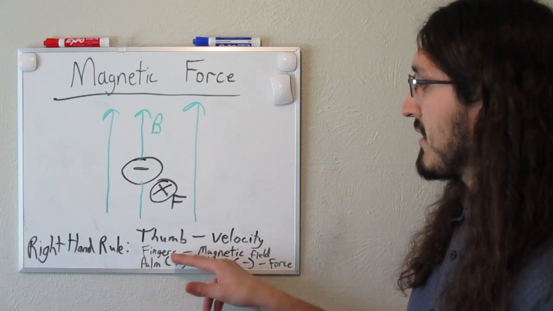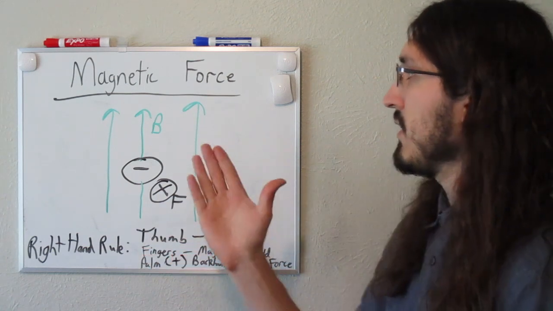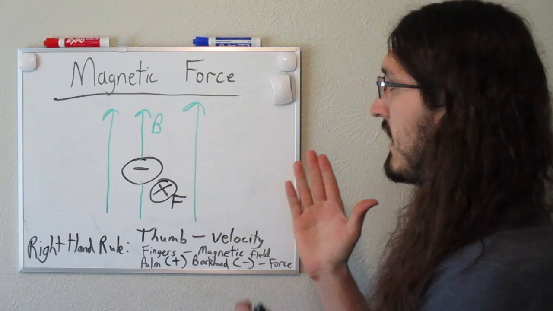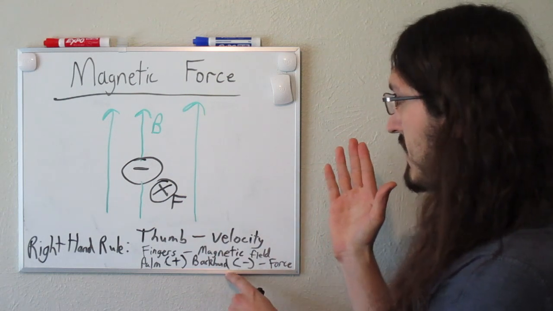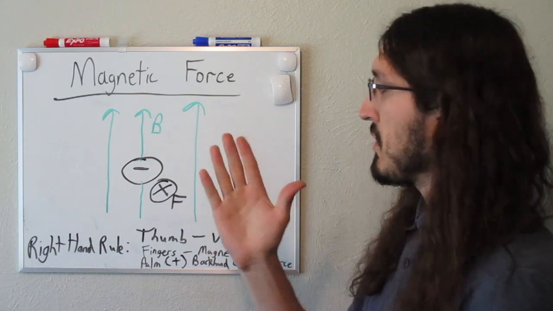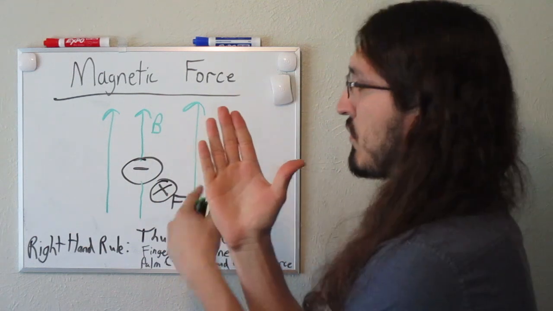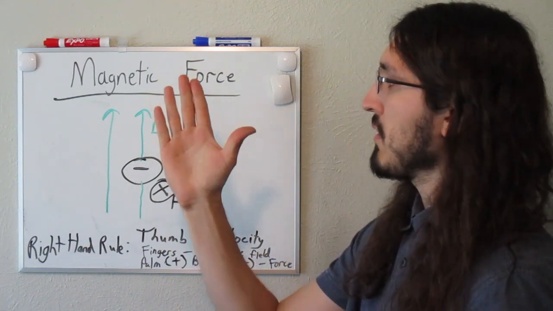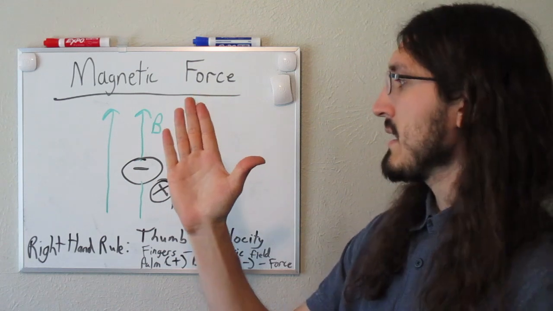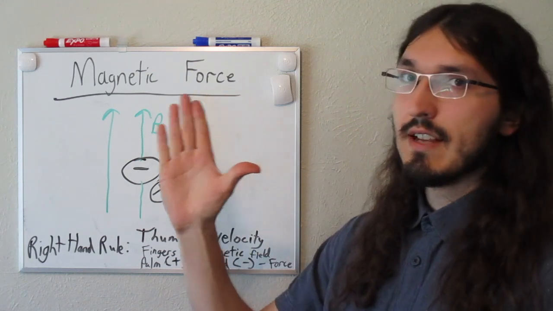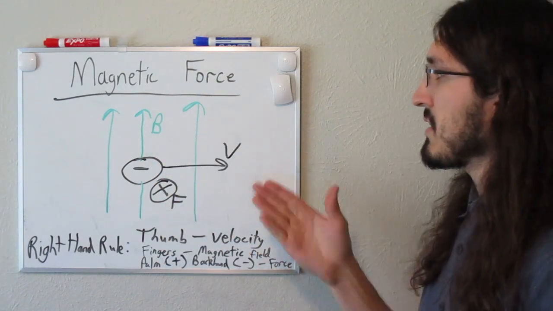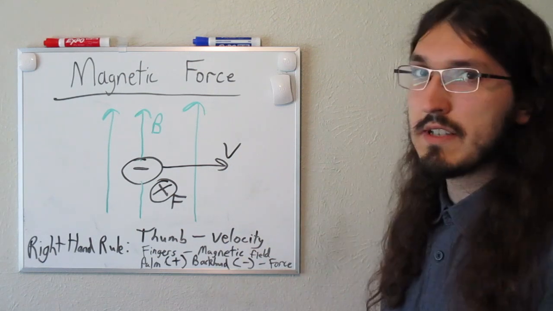I'm going to point my fingers in the direction of the magnetic field, so upward. And since this is a negative charge, I'm going to point my backhand towards the force, which is going into the board. So the back of my hand points towards the board, my fingers point upward, and my thumb is the missing piece. It tells me the direction of the velocity is going to the right. There we go. So I was able to figure out where the velocity points for this electron.